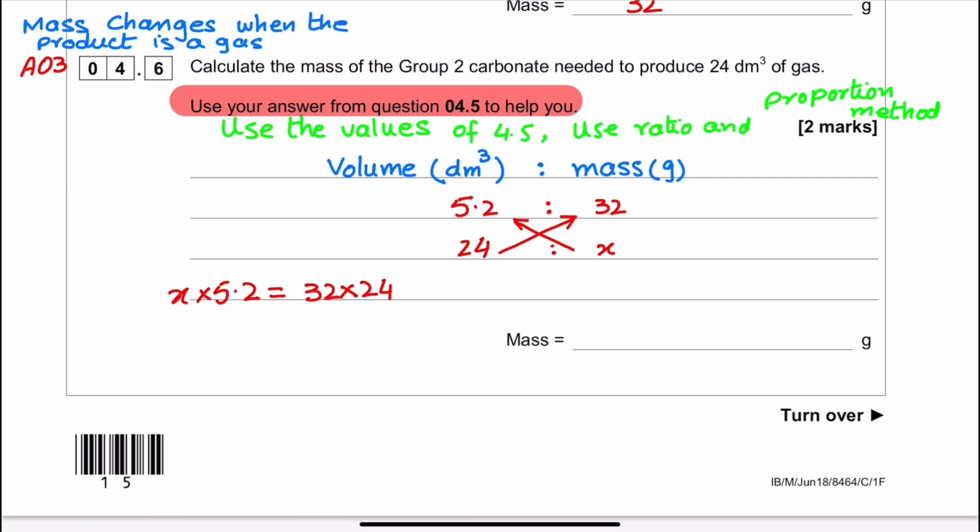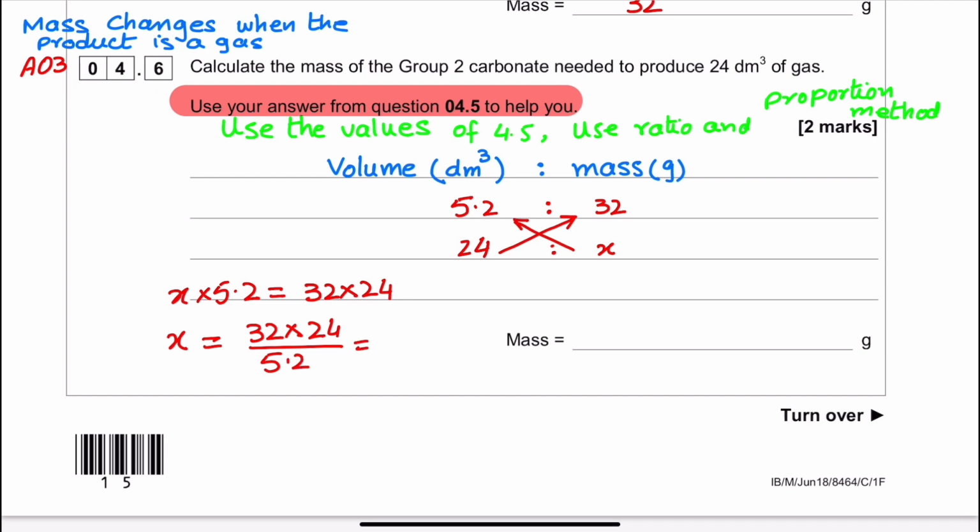And this 5.2 goes on the other side to make X the subject. So X is equal to 32 into 24 over 5.2.